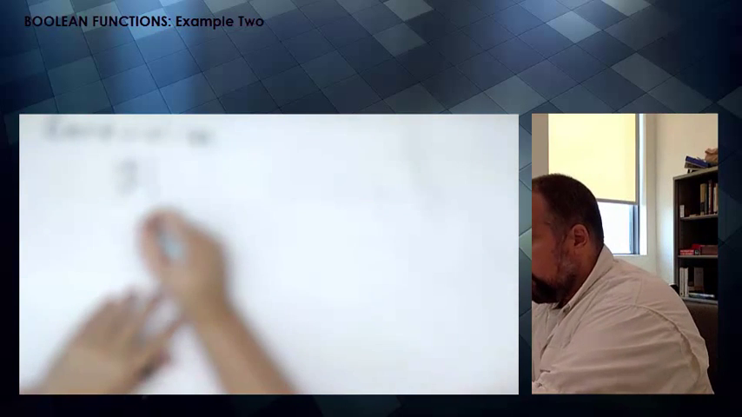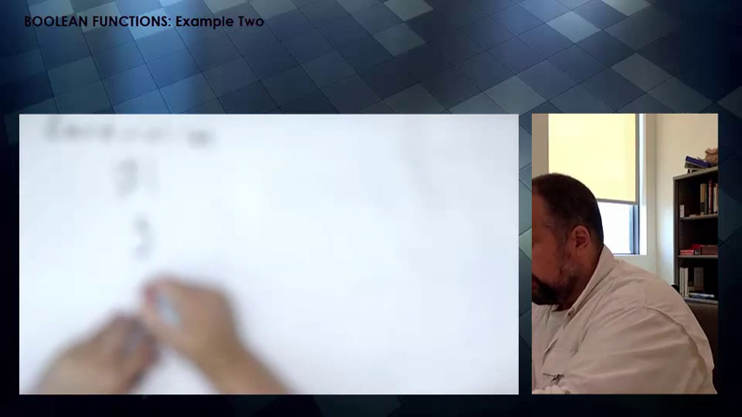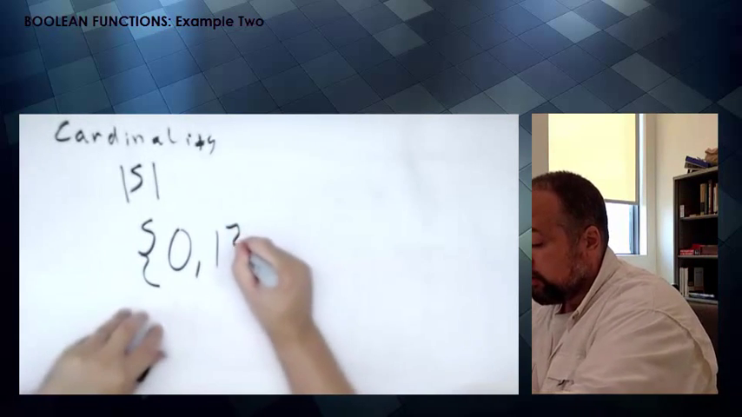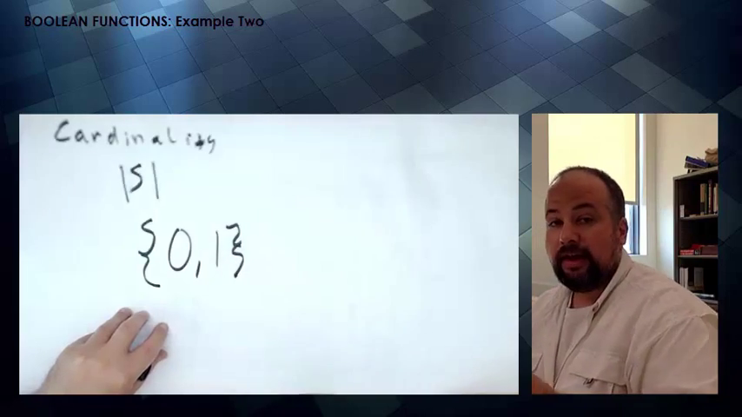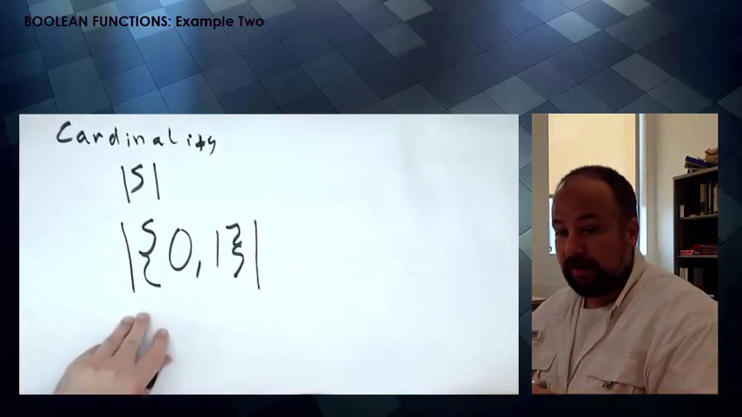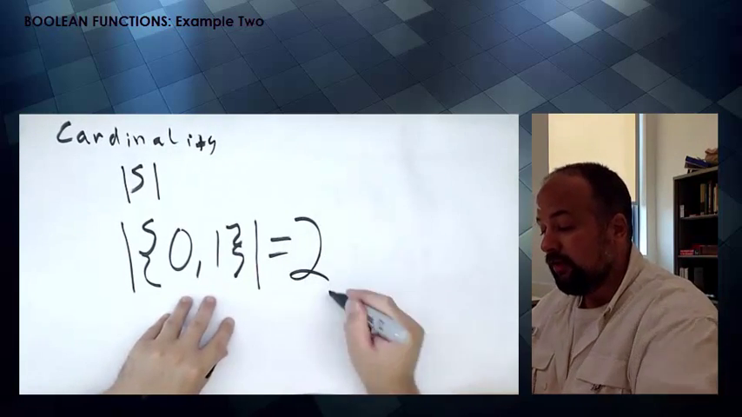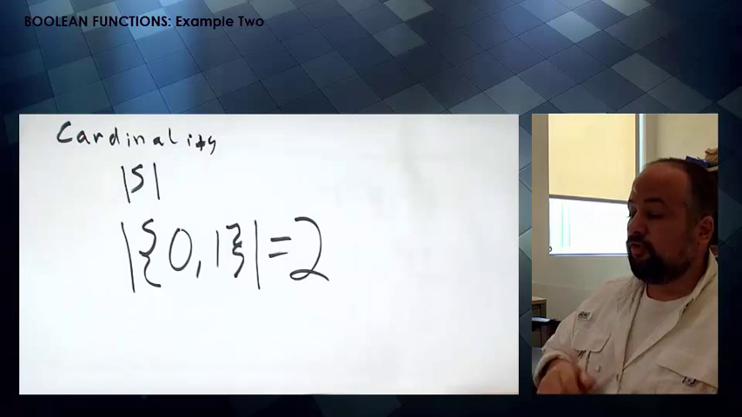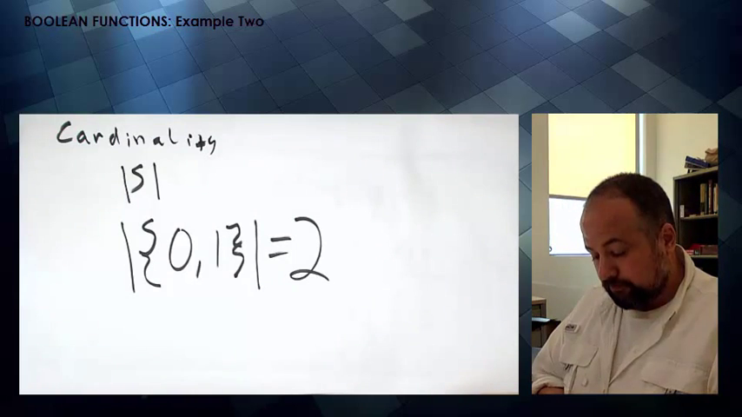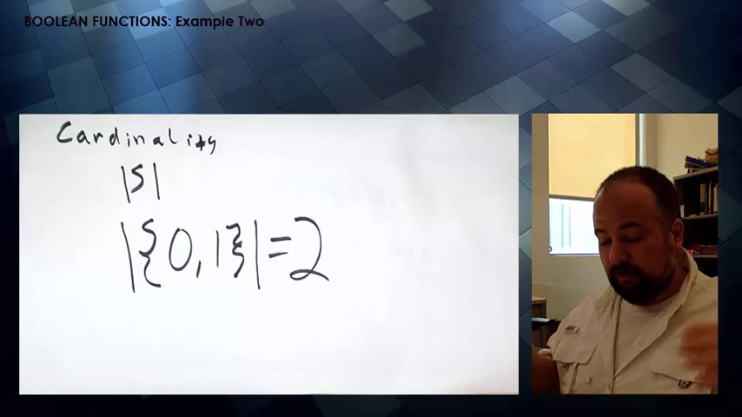So if we go back to our Boolean set, remember, our Boolean set is 0 and 1. Then to depict the cardinality, we write a bar on each side. And how many items are in the set? Well, that one's easy. There are 2. So there are 2 items in our Boolean set. Does that make sense? Okay, that's cardinality in a nutshell.